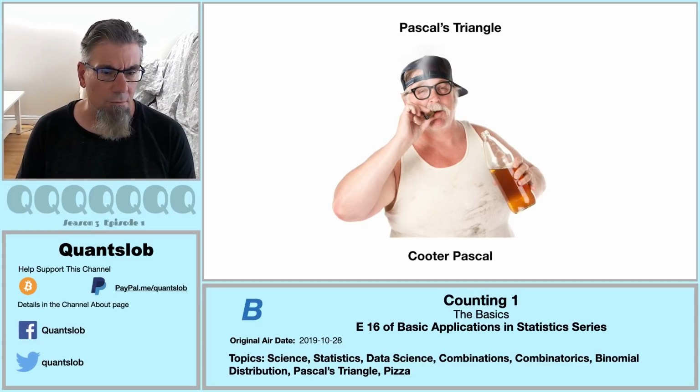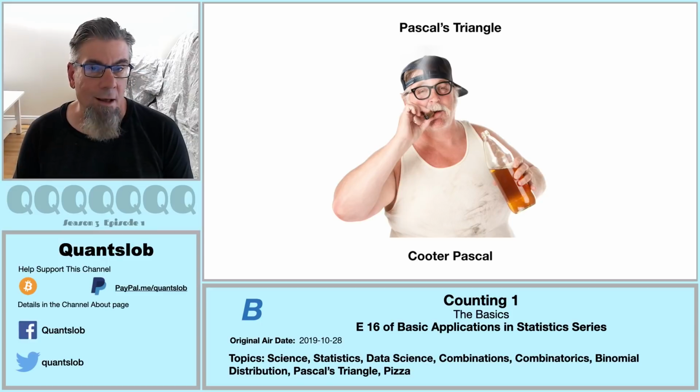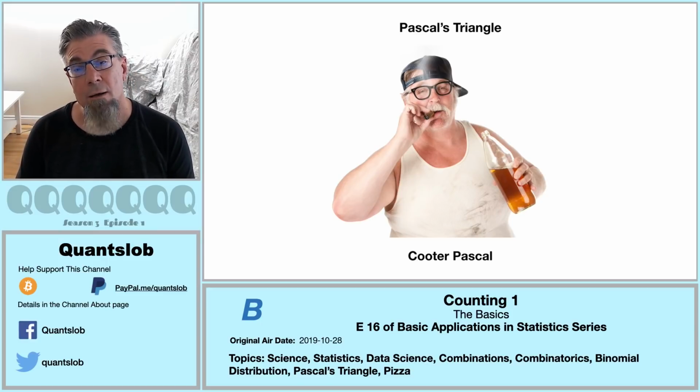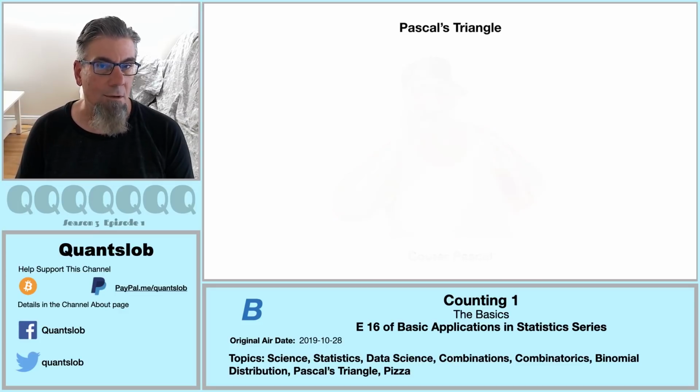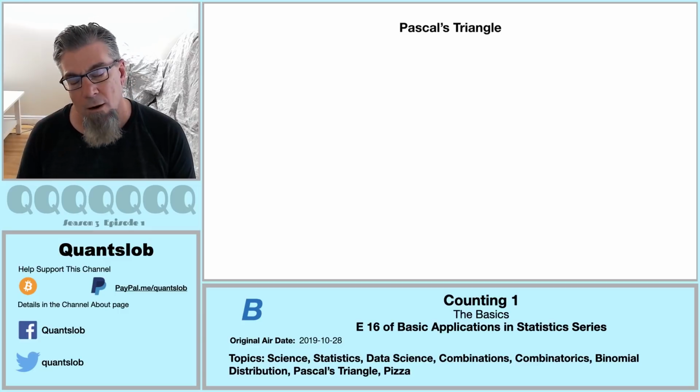Cooter Pascal. I suspect that someone is having a little bit of fun at our expense. Our Quantslob fact checker is out for the week on vacation, but I am quite certain that Pascal's triangle is named after the great 17th century French mathematician Blaise Pascal and not Cooter Pascal, so I apologize for that.